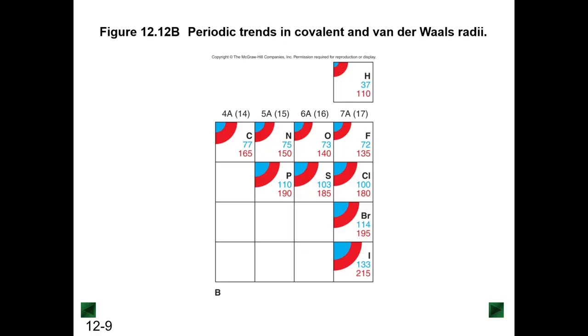So what does that mean? You have a larger van der Waals radius. That means that the atoms are further apart, so their interactions are necessarily weaker, which helps us understand why intermolecular forces are weaker than intramolecular forces.